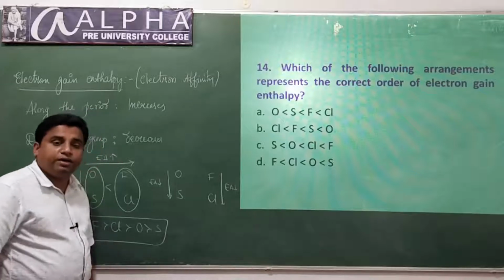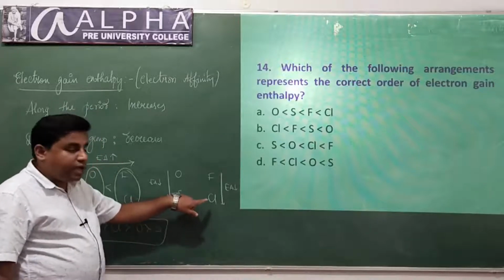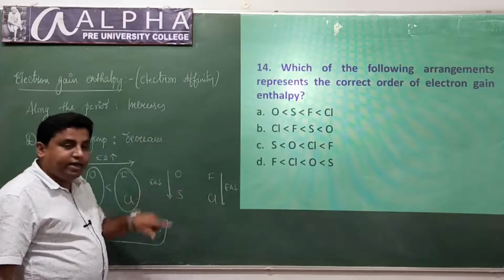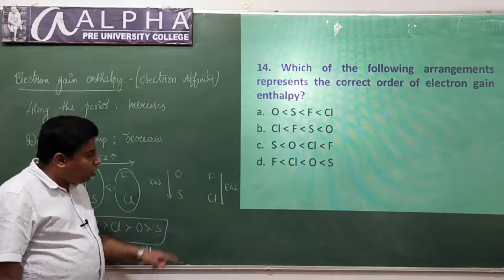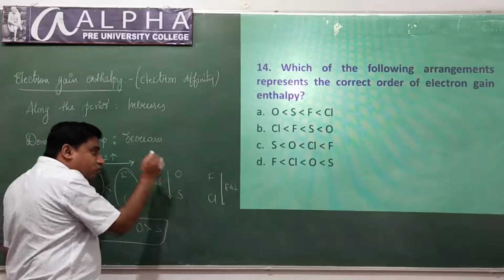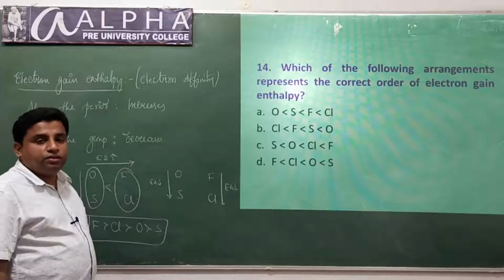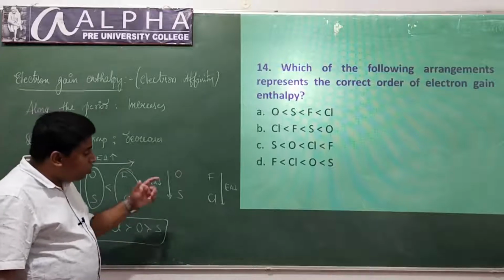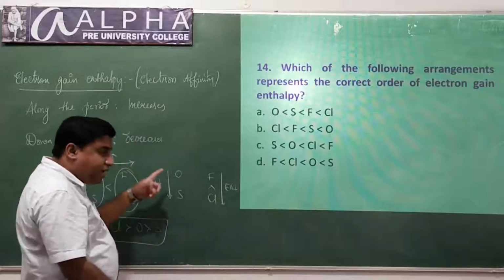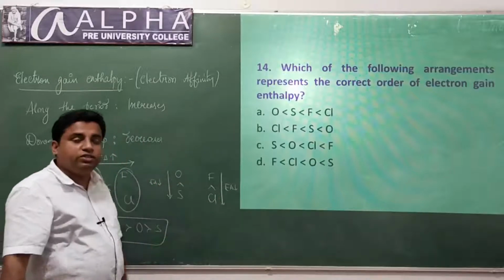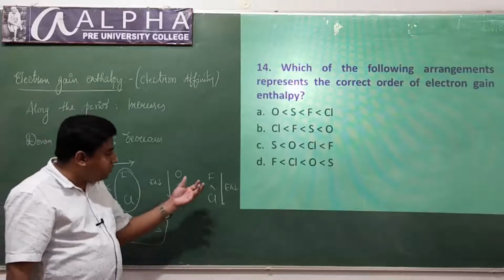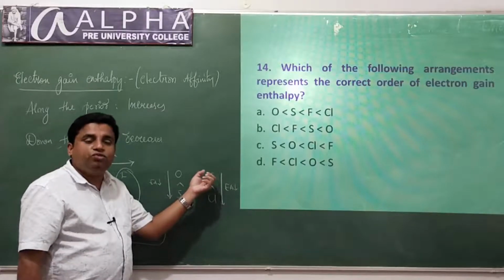But what is going to happen here is, chlorine has more electron gain enthalpy than fluorine, or chlorine has more electron affinity than fluorine. Sulfur has more electron affinity than oxygen. Why? Why is it? Because of the small size of fluorine.